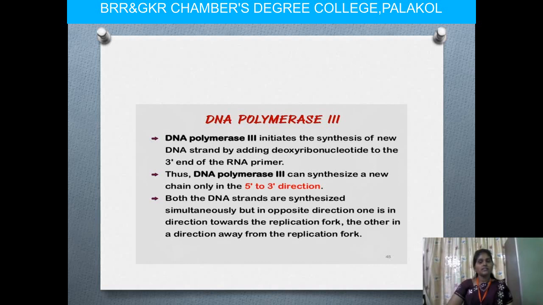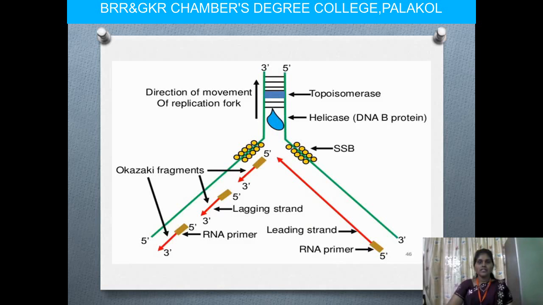Both the DNA strands are synthesized simultaneously, but in opposite directions. One is in the direction towards the replication fork and the other is in the outward direction, away from the replication fork. So here we produce leading strands and lagging strands. The lagging strand is the strand produced in very small pieces, with some gaps, and that is called the lagging strand.